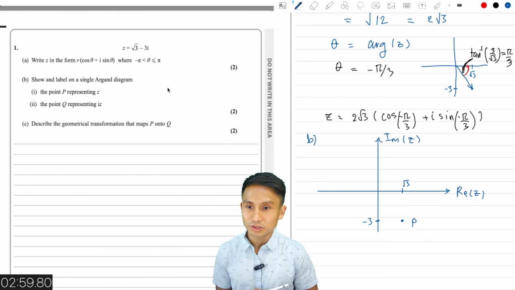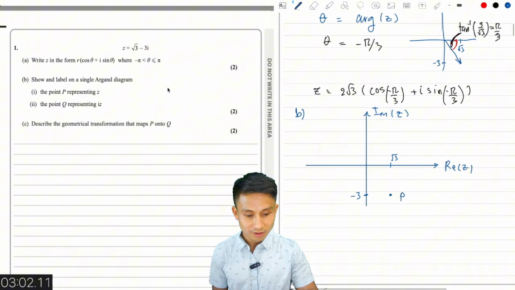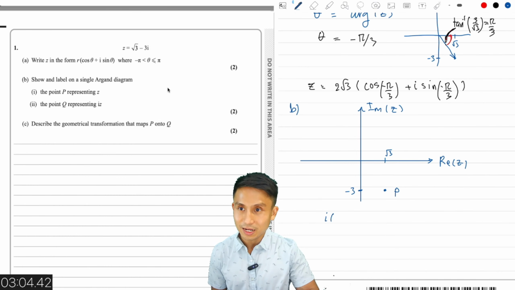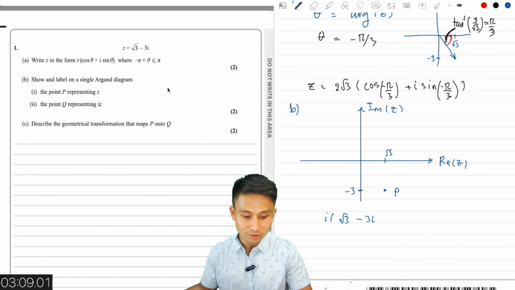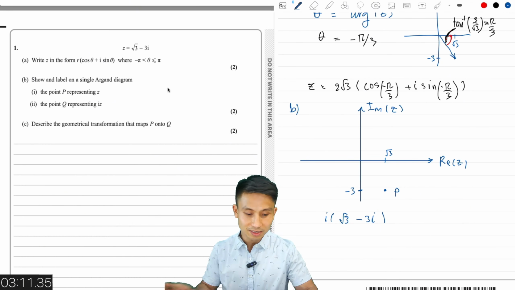And point Q representing iz. Well, iz, right? We need to do some math here first. So i times (root 3 minus 3i). That's i times z, basically.